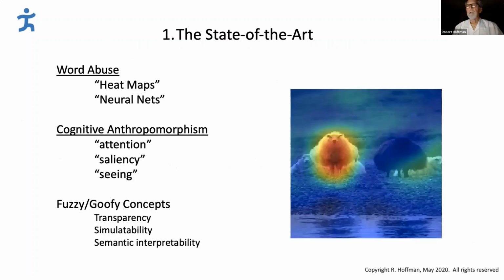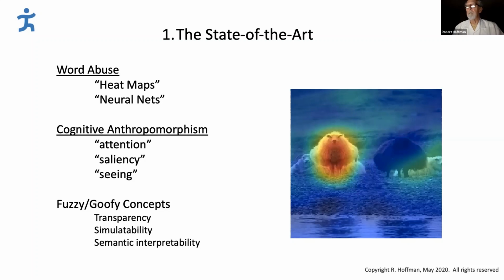The state of the art: a lot of word abuse. Heat maps have nothing to do with heat. They're not maps. They rely on a rainbow code, and nobody ever gives any thought to whether they should use some other color coding. Neural nets don't really have anything to do with the nervous system. I'll have more to say about that later. People refer to things that the machine is paying attention to, or salience of the image, or the things that the machine is seeing. That's all metaphorical nonsense. Machines can't pay attention to anything, and they don't see anything, not in any human sense. Lots of goofy concepts. Transparency, people use that word a lot when they should say apparency. If something's transparent, you can't see it.